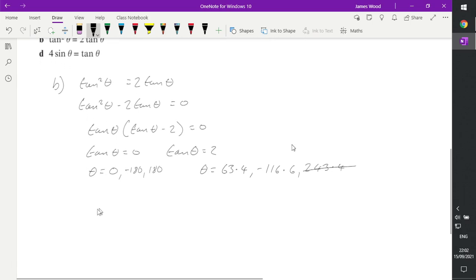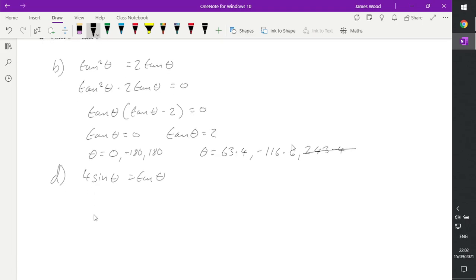Question D. 4 sine theta equals tan theta. Let's see what we can do with this one. So we've got a sine and a tan involved, so I can't really go anywhere from here, but let's try and use some identities. So tan I could replace with sine theta over cos theta. Then maybe I'll times both sides by cos theta.